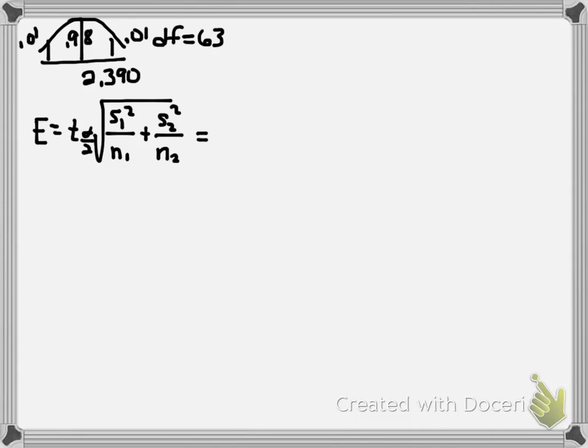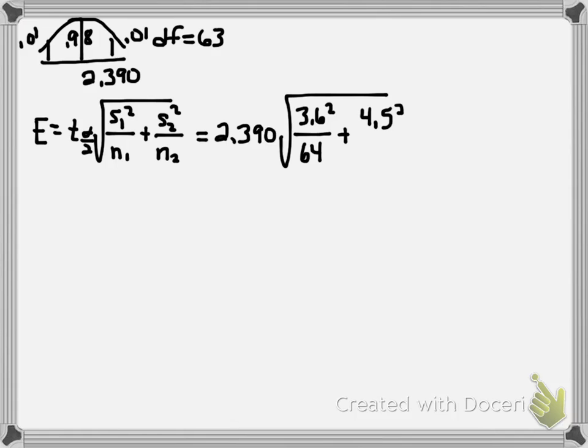The critical value we just found is 2.390. The first sample standard deviation is 3.6, and we need to square that. The first sample size is 64, plus the second sample standard deviation is 4.5. We need to square that. The second sample size is 65.